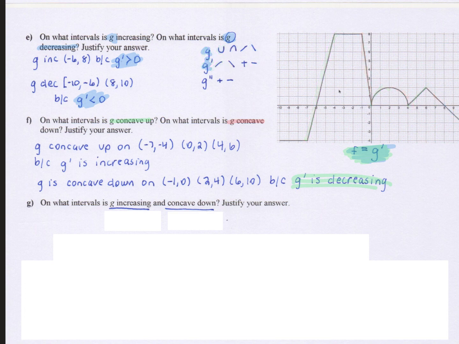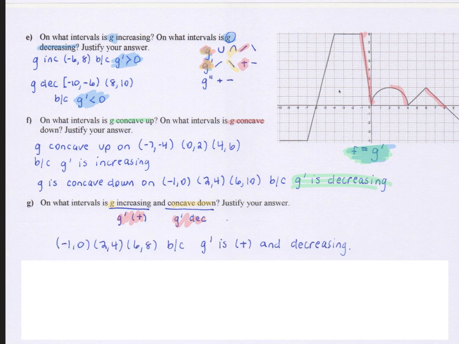Part G is asking me to put two characteristics together. I know that g is increasing where g prime is positive, so that's 1. And g is concave down where g prime is decreasing. So that's the other characteristic I'm looking for. So my g prime graph is above the x-axis and decreasing in 3 places. And I just list those 3 intervals. And my justification is just what I was looking for. G prime is positive and decreasing.